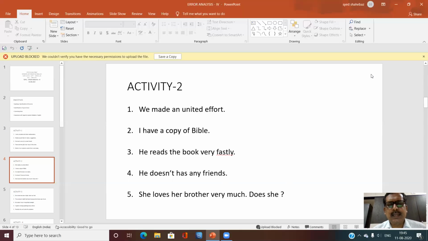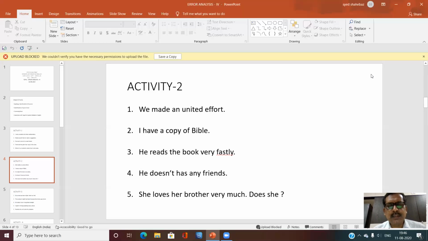Next, he doesn't has any friends. So the correct sentence is he doesn't have any friends. So after don't, doesn't, didn't, we use have, not has. Irrespective of the subject, we have to use have. That is the structure. So the correct expression is he doesn't have any friends. Has is a wrong word in this sentence. Have is the correct word.